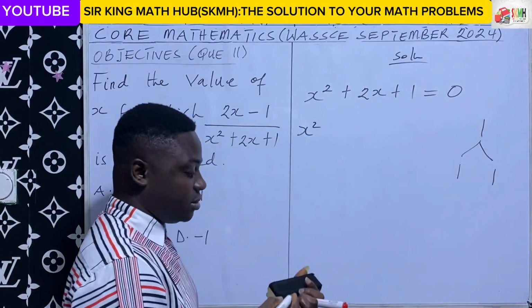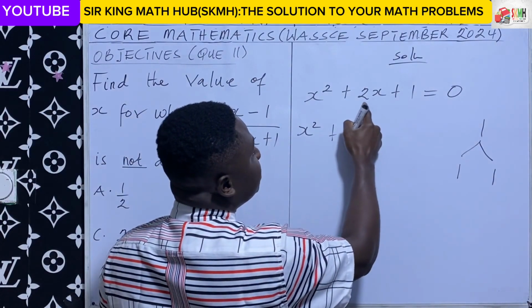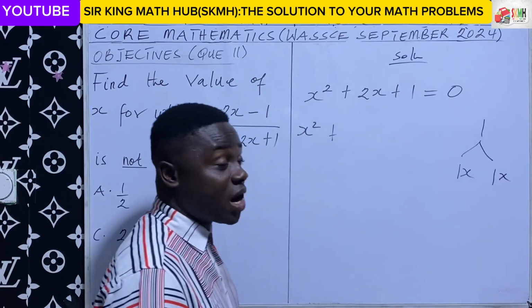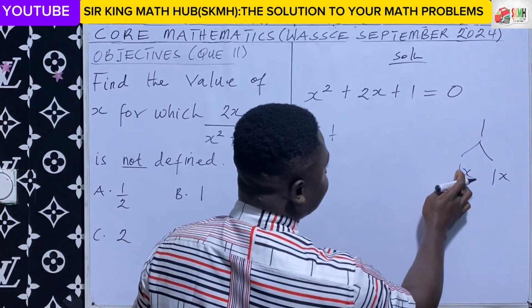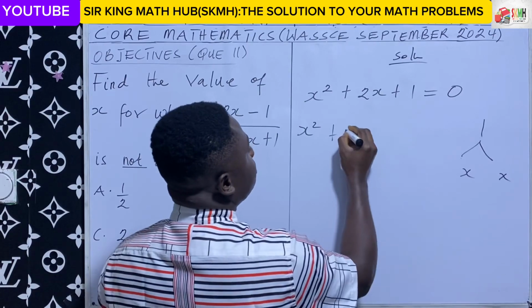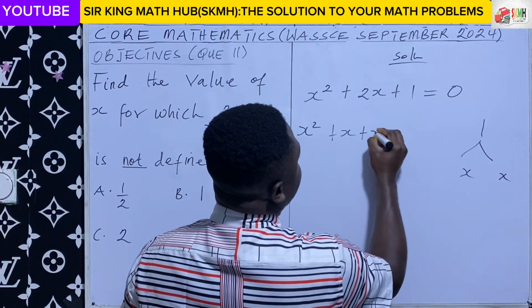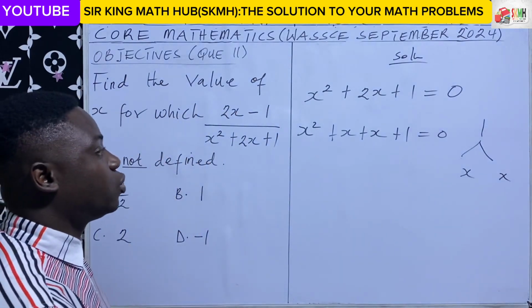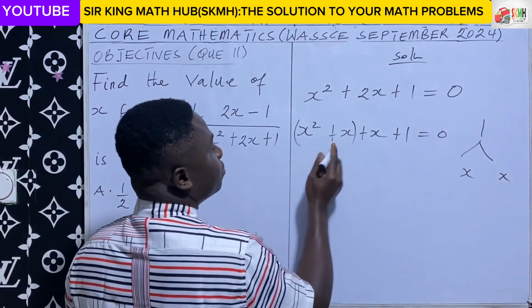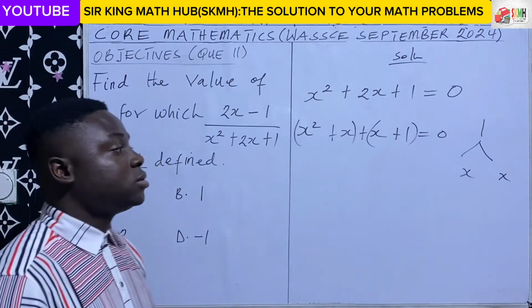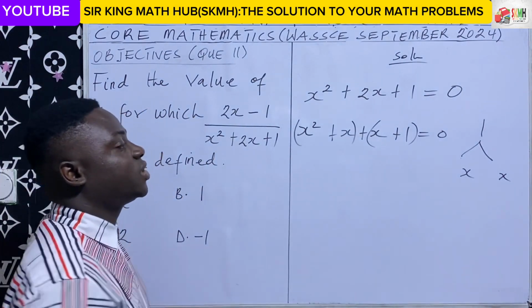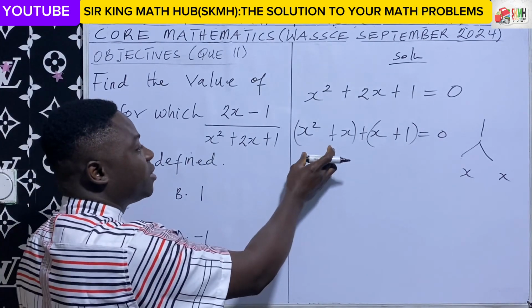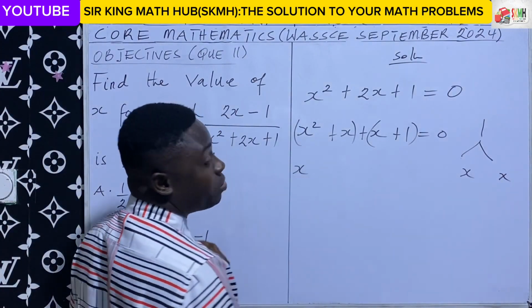It means that this 2x here can be broken down into 1x and then 1x. And we know that 1x here is the same as x and then x. So we have x squared plus x plus x plus 1 is equal to 0. So we can group them. Now let's factorize the expression inside the first bracket. What is the common factor here? You see that x is a common factor.